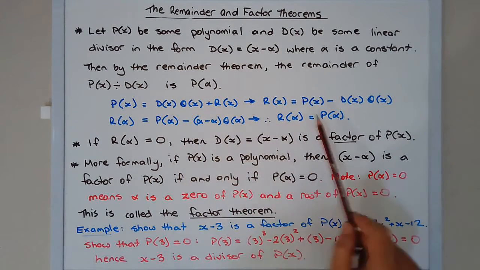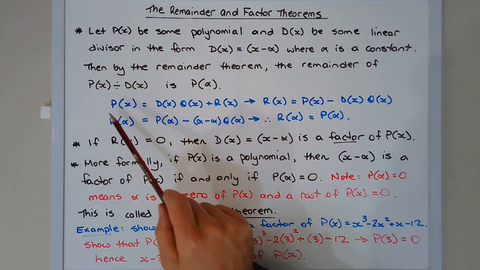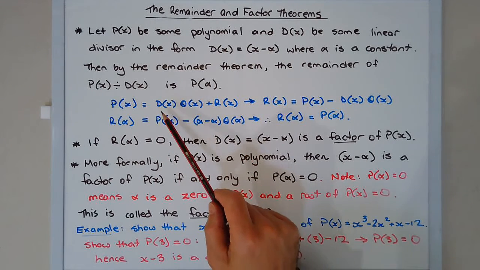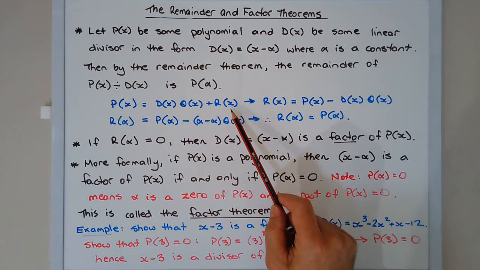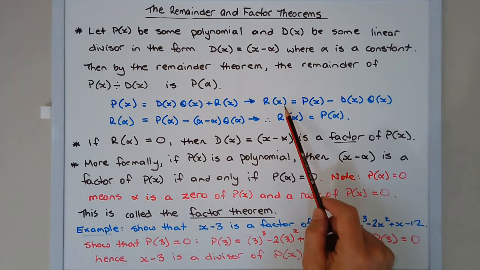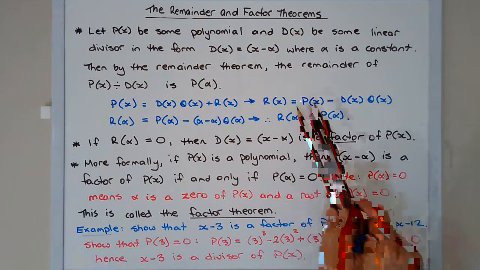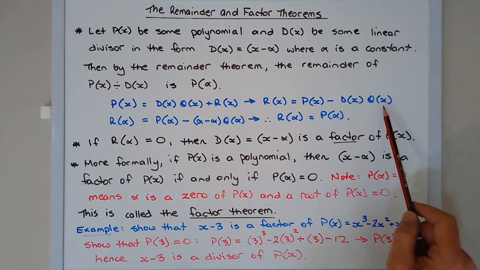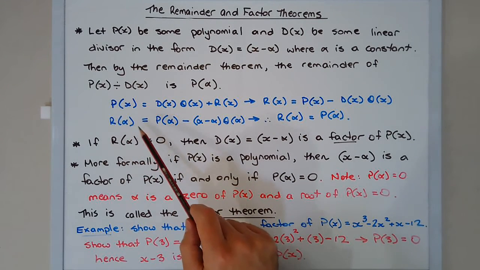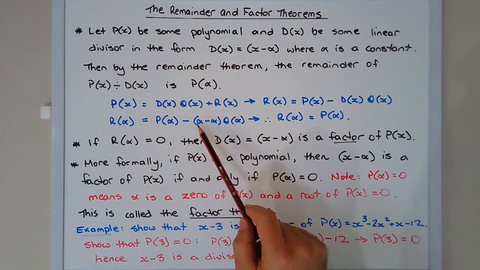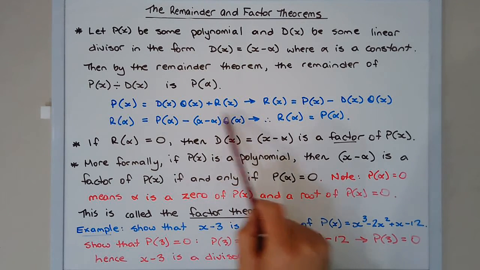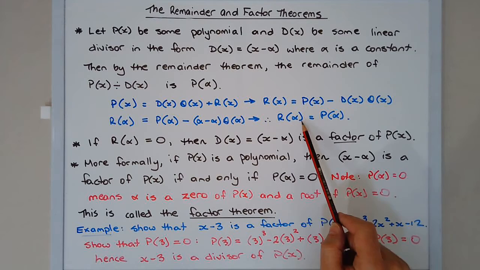So just to show you how this works, if we express this division in dividend divisor quotient remainder form, so P of x equals D of x times Q of x plus R of x, rearranging the equation to make R of x, or the remainder, the subject of the formula, we have R of x is equal to P of x minus D of x times Q of x. Substituting in x equals alpha, we have R of alpha equals P of alpha minus alpha in brackets times Q of alpha. So we can see that this whole term becomes 0, so therefore R of alpha equals P of alpha.